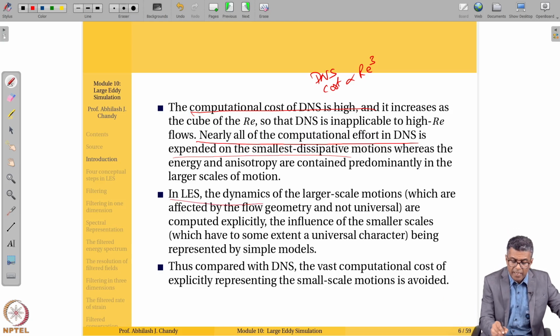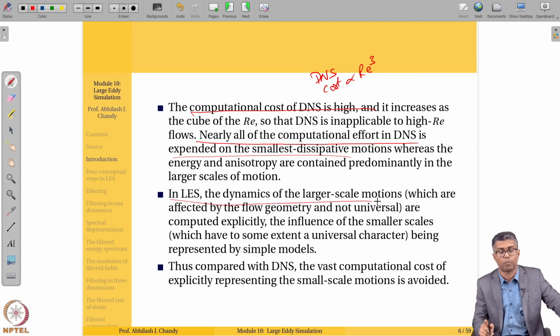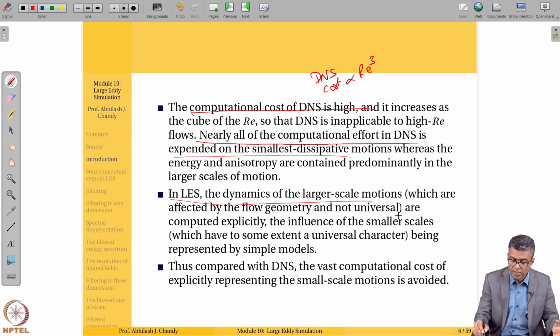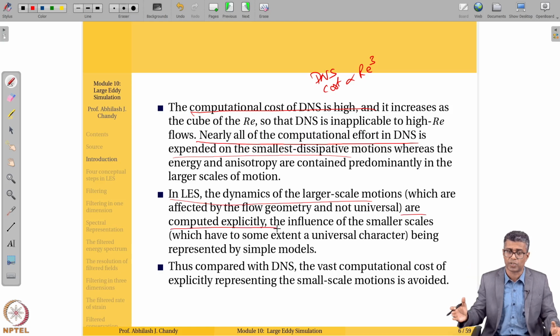Second point, in LES, the dynamics of the larger scale motions, which are affected by the flow geometry, are not universal. We know that from Kolmogorov's hypothesis. Anything in the large scales, they are anisotropic. That means they are not universal. On the other hand, the small scales are universal. These are computed explicitly. They are resolved to the smaller scales.